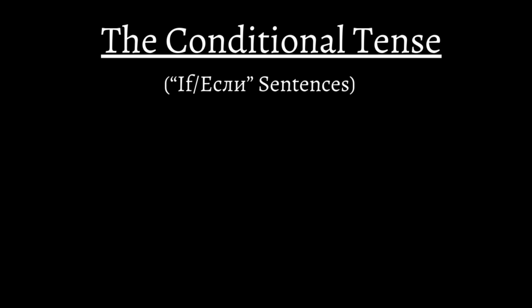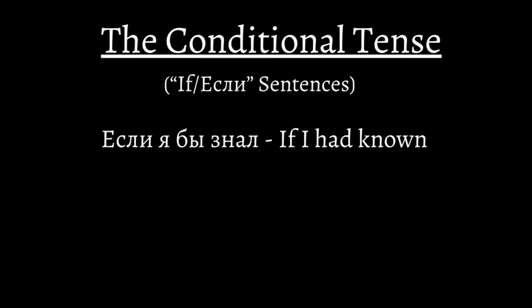You'll often see that the conditional in Russian works with the word если, meaning if. This generally expresses a hypothetical situation where circumstances would be different, and you'll see that the conditional in Russian forms phrases like this. So it's very similar to how the conditional is formed in English, which uses verbs and past participles. Если я бы знал means if I had known. This sentence has the same construction because we're using the imperfective version of the verb to know, знать.